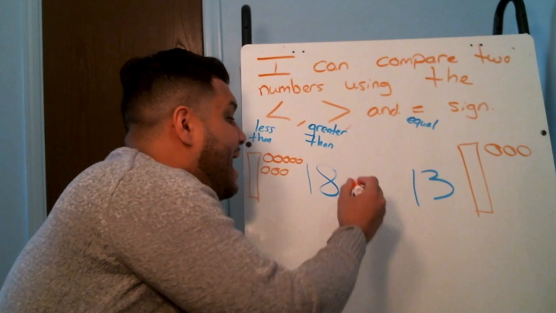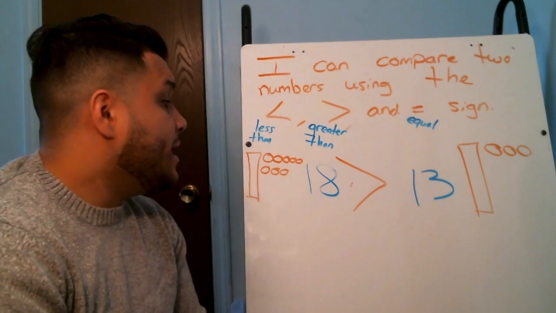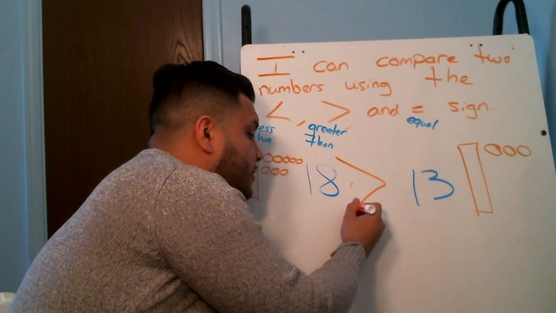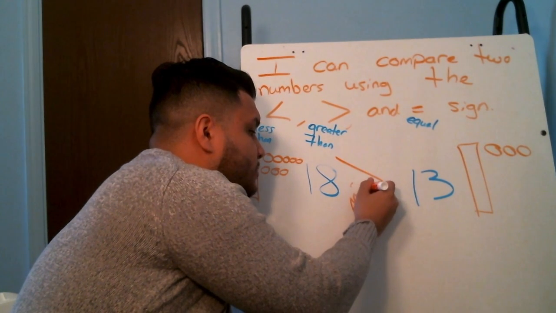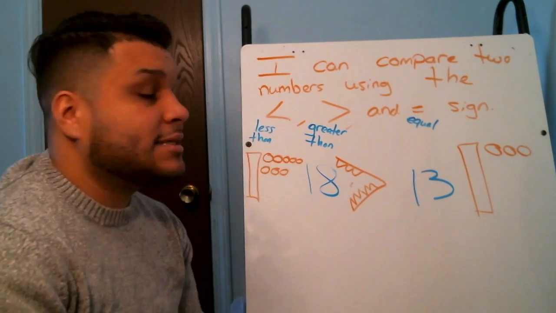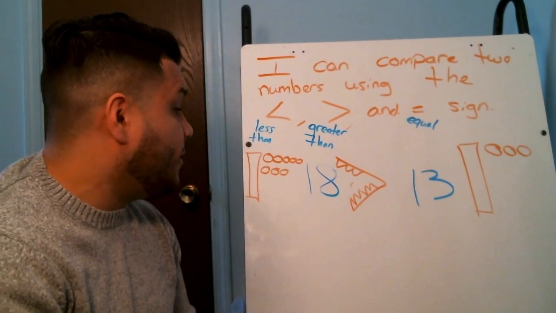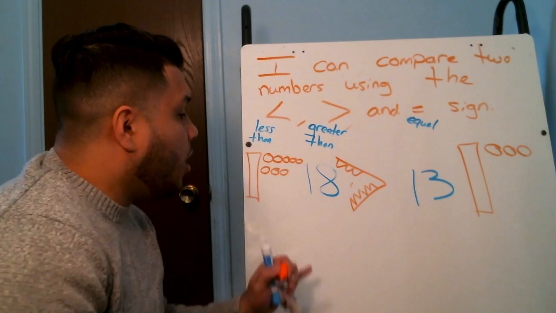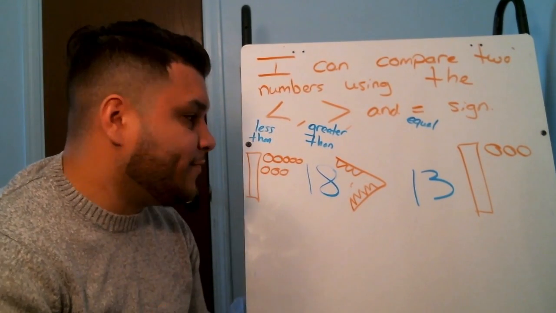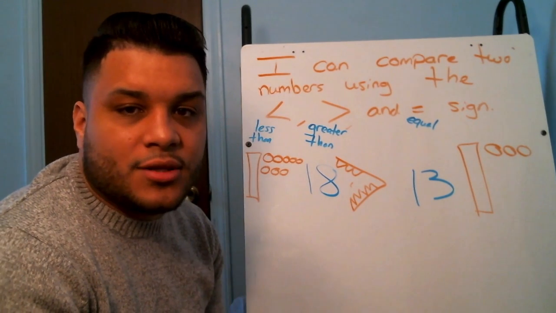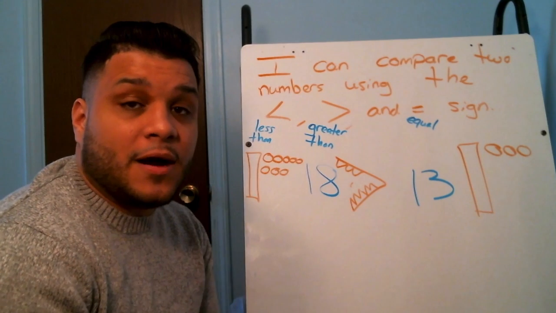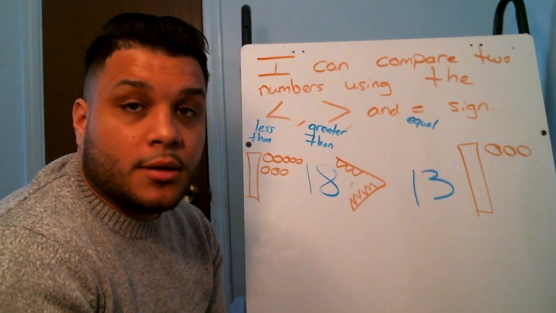I want my alligator to eat the bigger number. 18 is greater than 13. I'm going to put some sharp teeth in here so you guys remember you do not want to get bitten by this alligator. Because this alligator wants to eat the greater number. He wants to chop up all of these 18 cubes so that he can be nice and full. This 13 is just not going to do it. So my greater than sign always has its mouth open to the greater number.